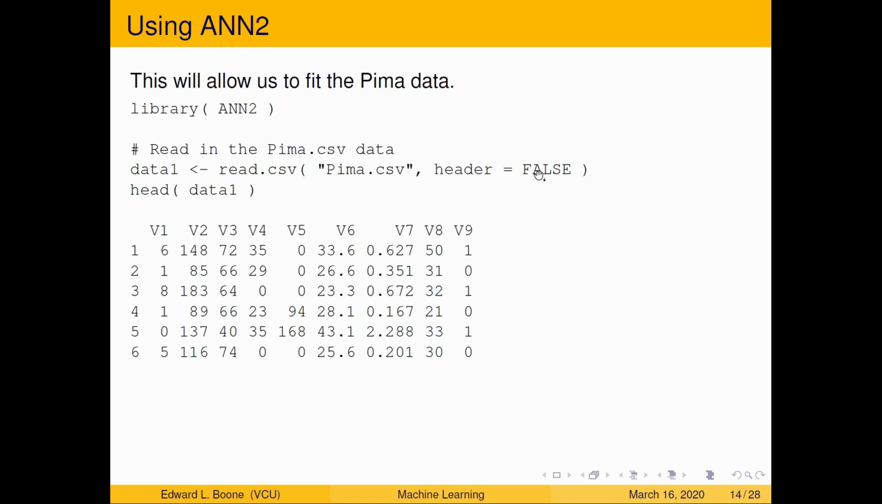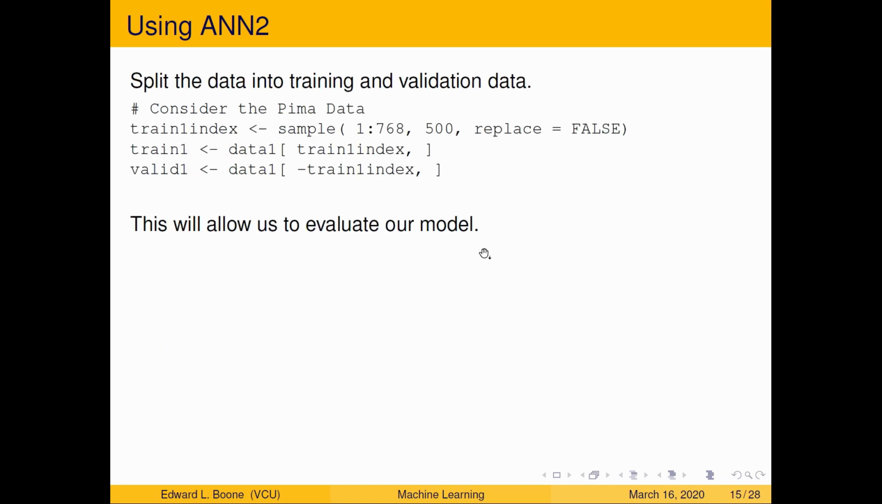The data that I have out there does not have a header in it. That's why it says header equals false. And if you look at it, you have V1, V2, V3, V4, V5, V6, V7, V8. I'll allow you to go to the internet and find whatever the variable names are. But this is the one that we're interested in. This 1, 0 is whether or not they have diabetes. All right, so now that we have this, we're going to consider the Pima data.